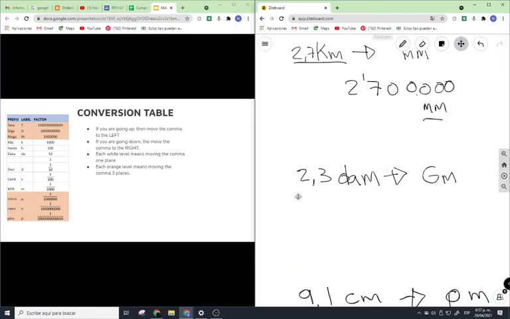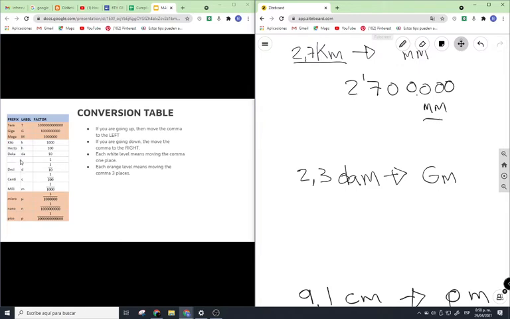Okay, look, so we are in 2,3 dam. What is dam? Remember, da is for deca. These are decameters. Okay, 2,3 decameters to Gm. What is Gm? What is the G? The G is for giga. Okay, so you want to convert from decameters to gigameters. Okay, well, so we have to go up. Okay, and going from decameters to gigameters means that you have to move the comma to the left because you are going up in the table.